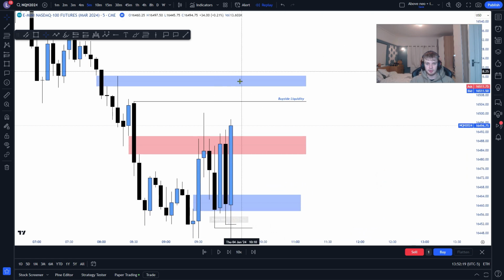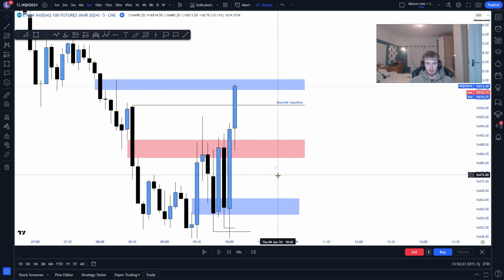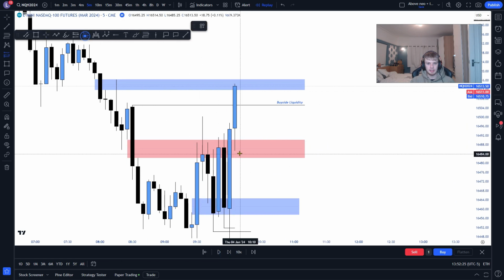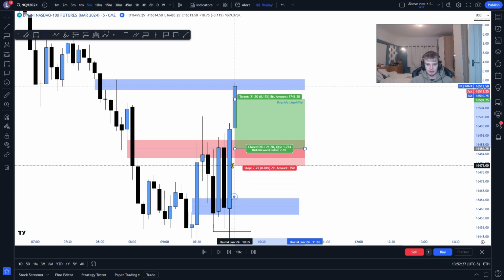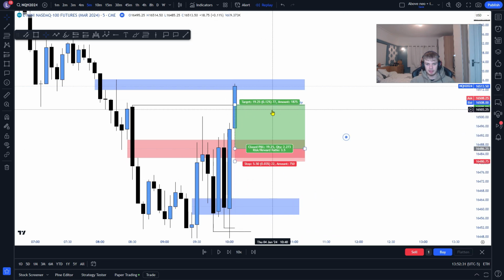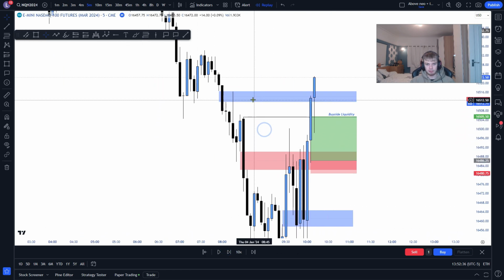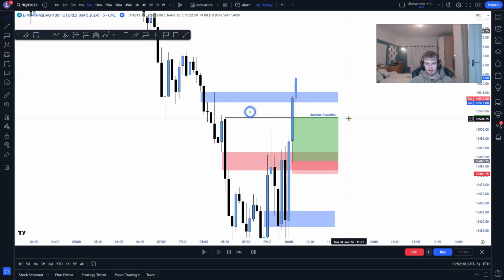Or what you could do is wait for a bit of a pullback, which is what I did today. I waited for a pullback, boom, we got our pullback, we entered into the position on the pullback, our stop loss was below this low, and then our take profit was just buy side liquidity. But as you can see, the price came up and reached into this bearish fair value gap that I was talking about.